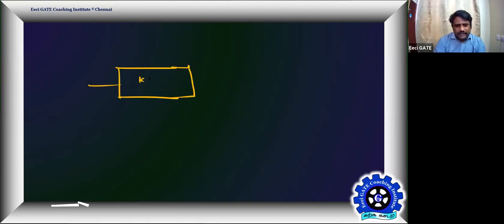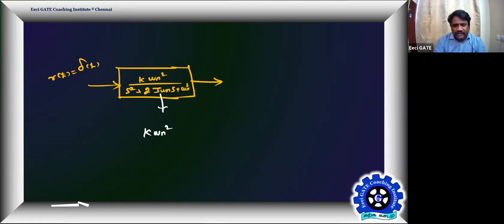Then C of t. This is your system, k into omega n square by s square plus 2 zeta omega n s plus omega n square, excited by r of t equal to delta of t, producing the response C of t. You should never be surprised if someone gives a transfer function like k into omega n square by (s plus zeta omega n) whole square plus omega d square. That's really a helping hand. He has already modified your denominator to the desired form, so it's easy to get C of t.